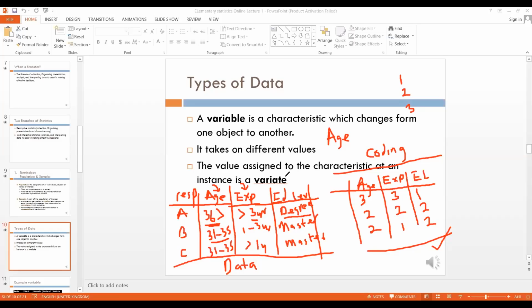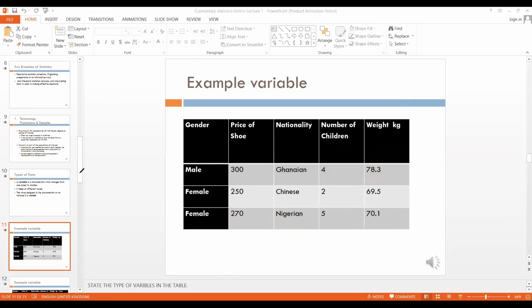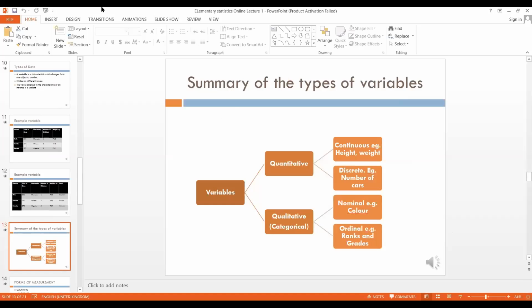Okay? So that helps us to classify the types of variables into 2 main types, which are the quantitative and the qualitative data. So we have 2 main types of data sets. These are the quantitative and the qualitative data. So variables are classified as what? Quantitative or qualitative. Okay, good.